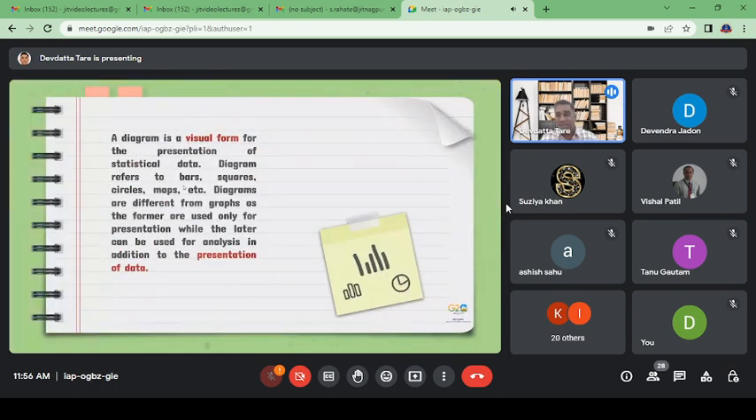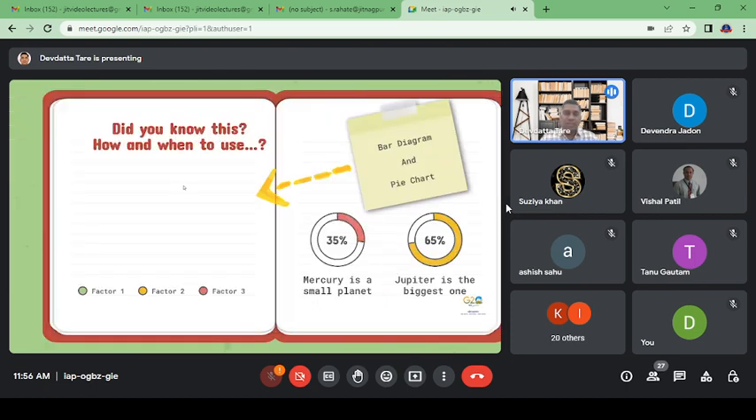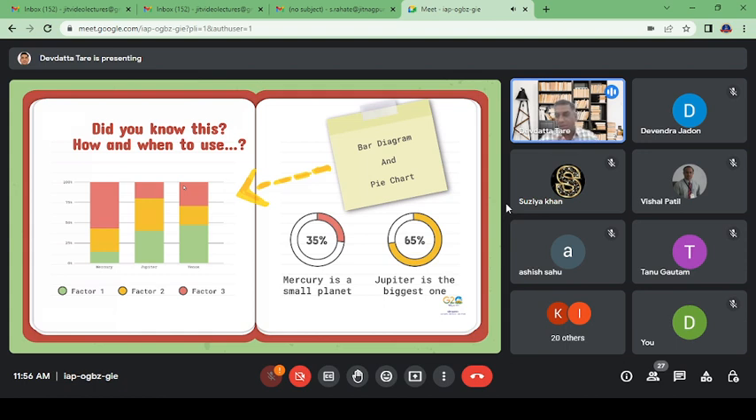So what is a diagram? A diagram is a visual form of presentation of statistical data. Diagram refers to bars, squares, circles, maps, etc. Diagrams are different from graphs, as I just discussed with you. These are the contents of a diagrammatic representation apart from graphical representation. Now, the most popular diagrammatic representations which we are aware of are, first, the bar diagram, and second, the pie chart.